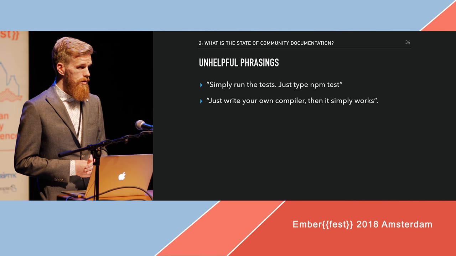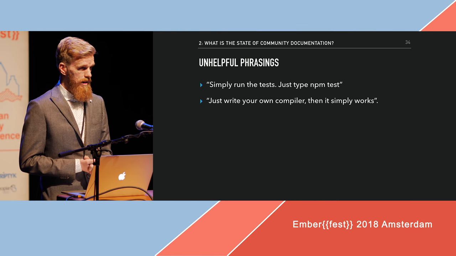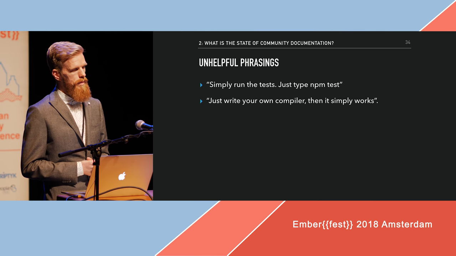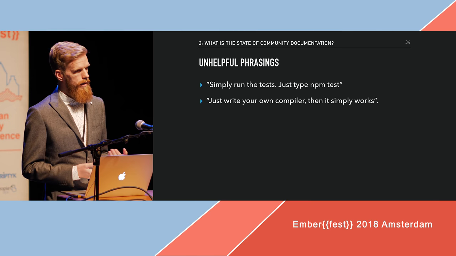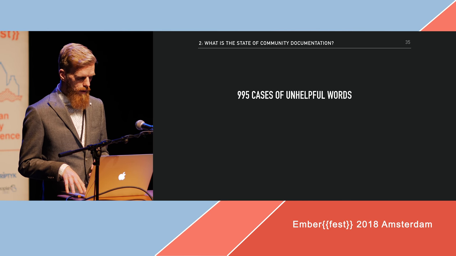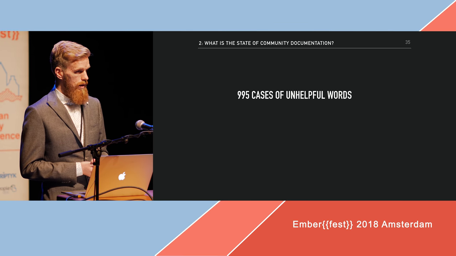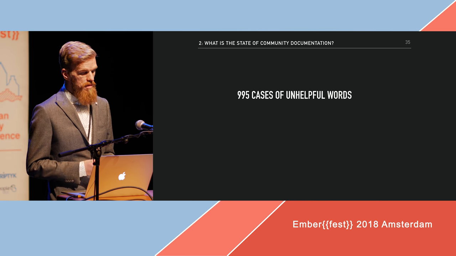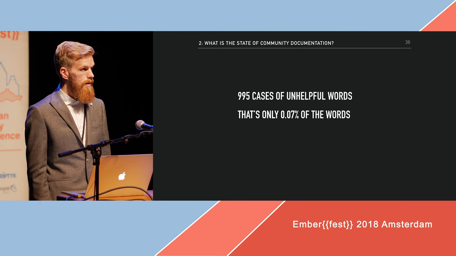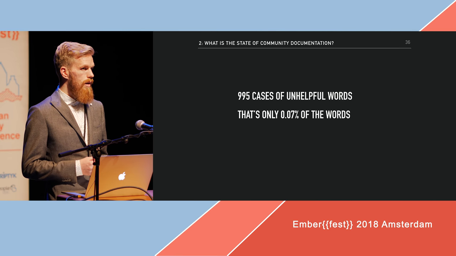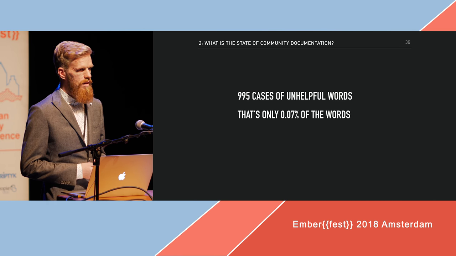It's stuff that's relative to the user's knowledge, and especially with the last one here, it's not really helpful, right? And it's something we see often, something we don't think about when we write it, but there are some tools to catch this stuff. So I used some of these tools on all the 5,000 readmes, and I found 995 cases of unhelpful words, and you might think, that's quite a lot. It turns out that it's like 0.07% of all words in our README documentations, which sort of suggests that we're doing okay, but still, there's cases where we're not so good.